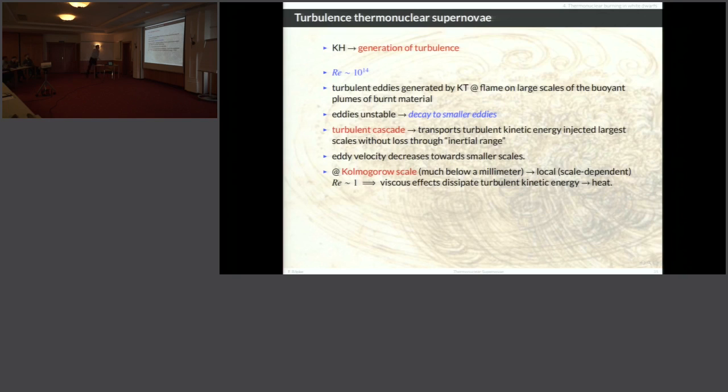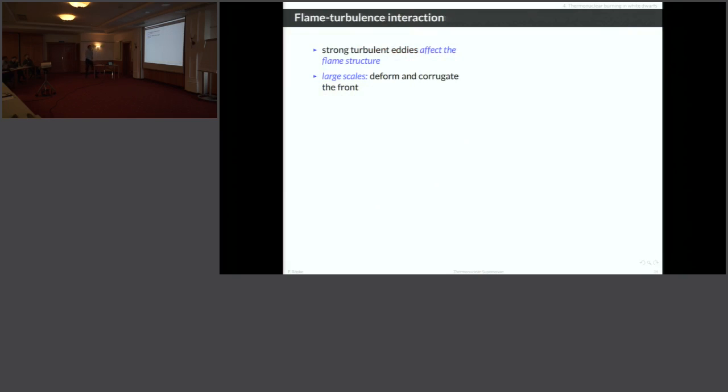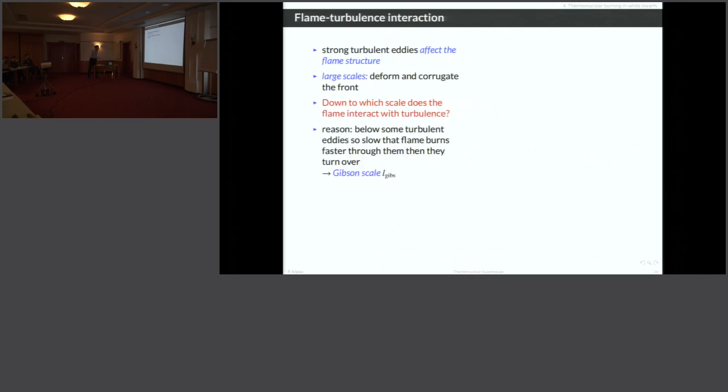So this is the concept of a turbulent energy cascade, and this actually has significant impact on the flame. So the flame interacts with turbulence, and strong turbulent eddies will affect the flame structure. They will corrugate and wrinkle the flame. So on large scales, we have a deformation and a corrugation of the flame front due to the interaction with turbulent eddies. The question then is, down to which scale does the turbulence interact with the flame?